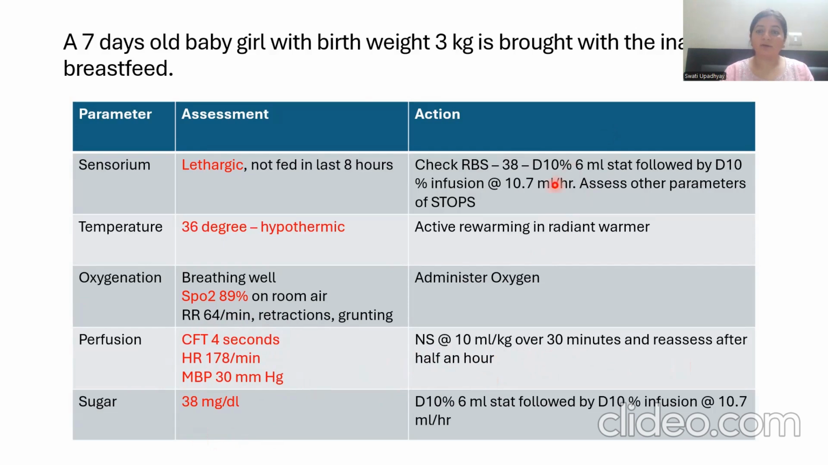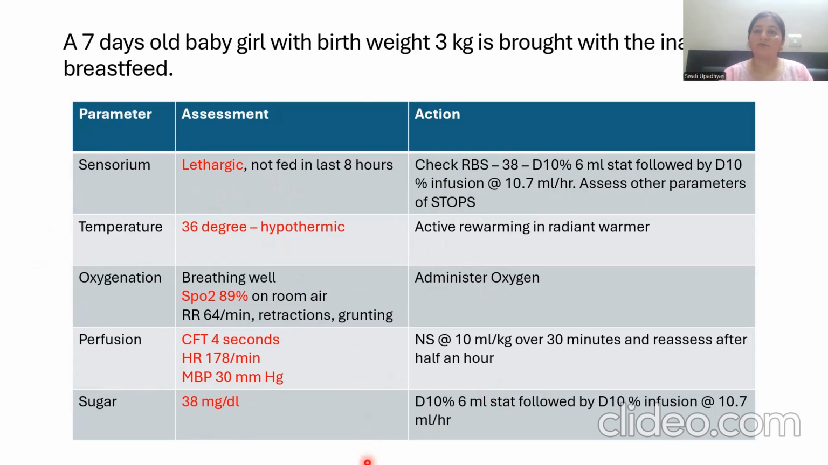Sugar, as we have already discussed, is 38. We have given dextrose 10%, 6 ml start, followed by D10 infusion at 10.7 ml per hour. So by using a simple STOPS acronym, we have been able to identify which are the problem areas which need to be attended first, and we have been able to stabilize the baby.